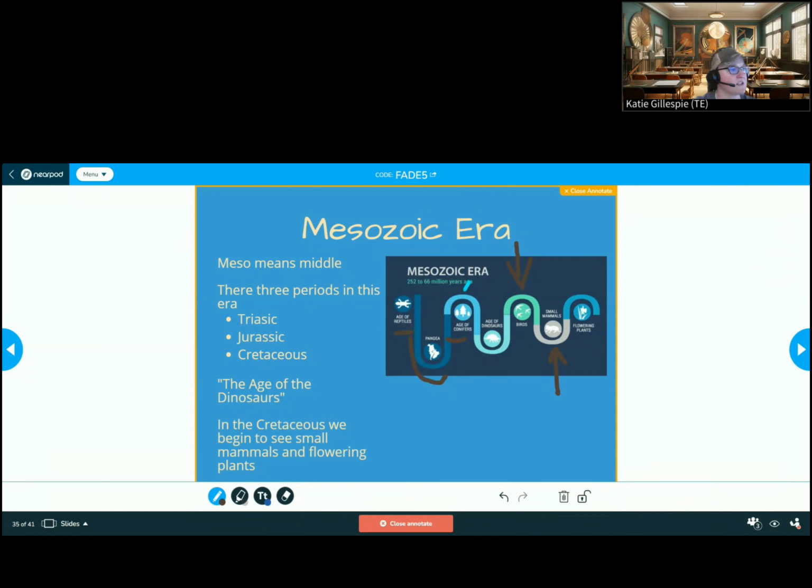And plant-wise, I do need to highlight this. Plant-wise, again, simple to complex. We have cones, and then at the very end we start getting those flowering plants. Okay.